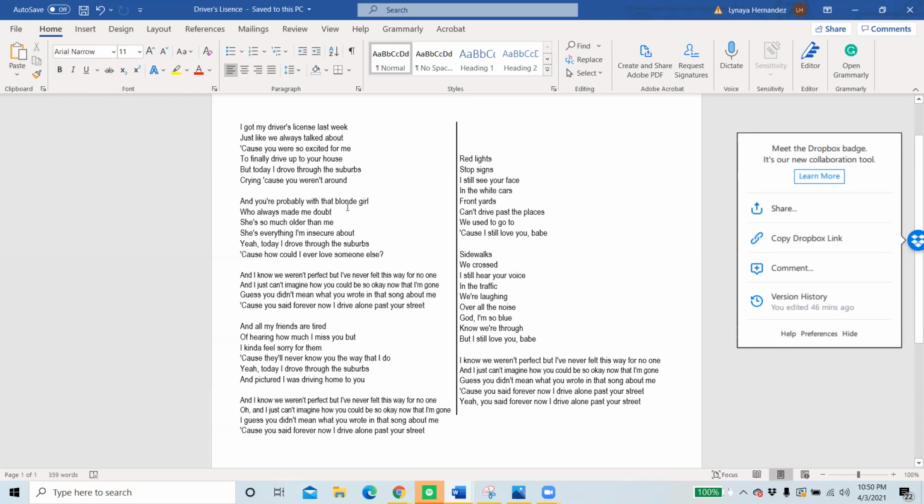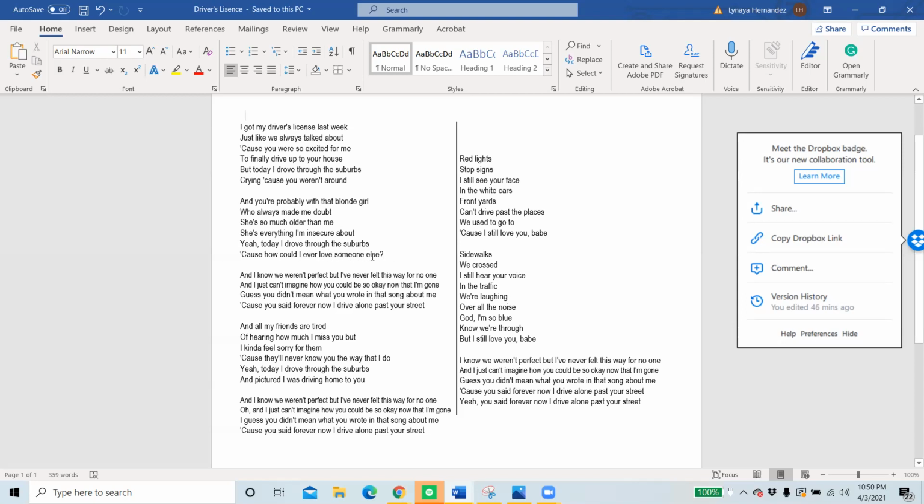"Okay, so you're probably with that blonde girl." Ooh, another Becky with the good hair situation, right? "Who always made me doubt. She's so much older than me." Who always made me doubt makes me think that they were in a relationship, but the speaker noticed that her significant other was noticing somebody else. "They're so much older than me. She's everything I'm insecure about, and insecurity is going to get you. Yeah, today I drove through the suburbs because how could I ever love someone else?"